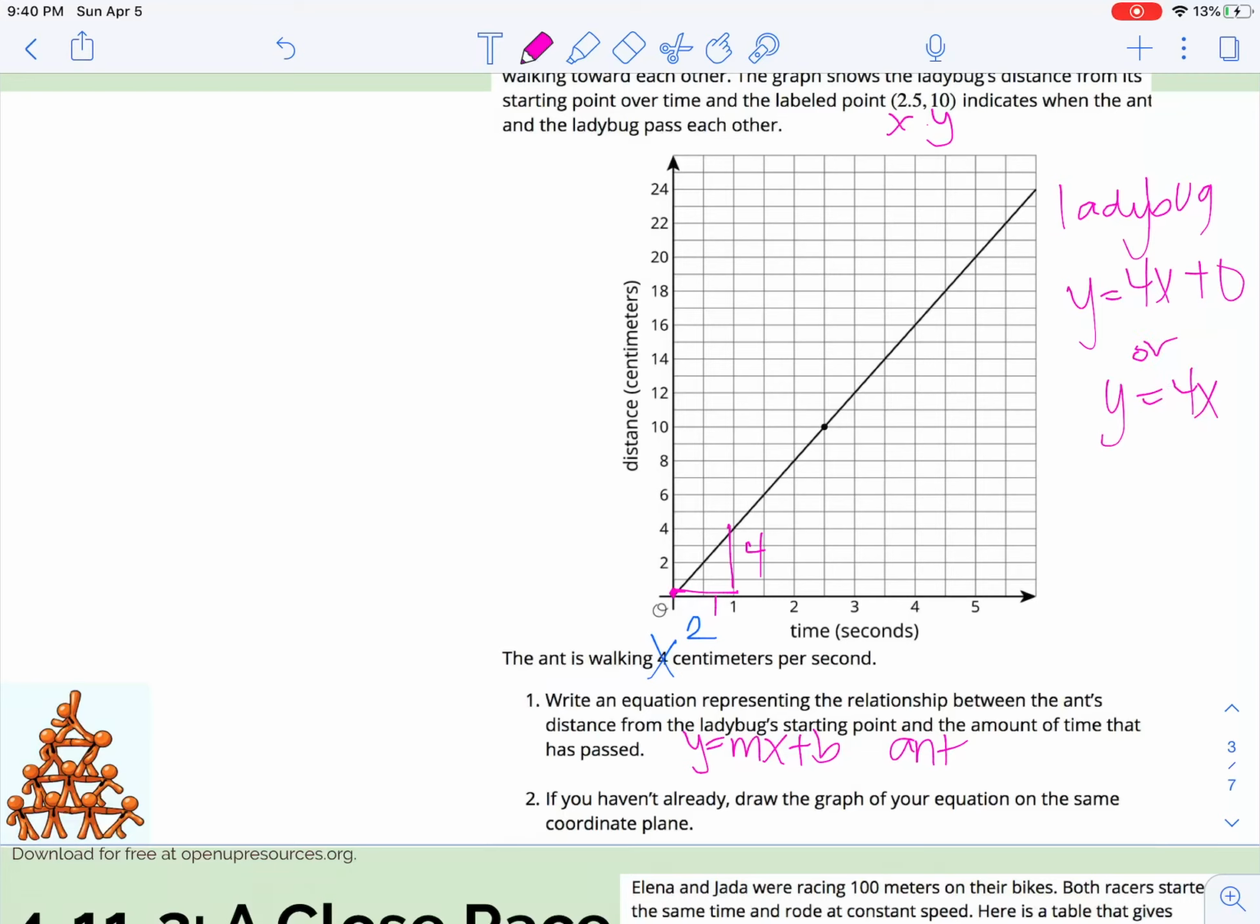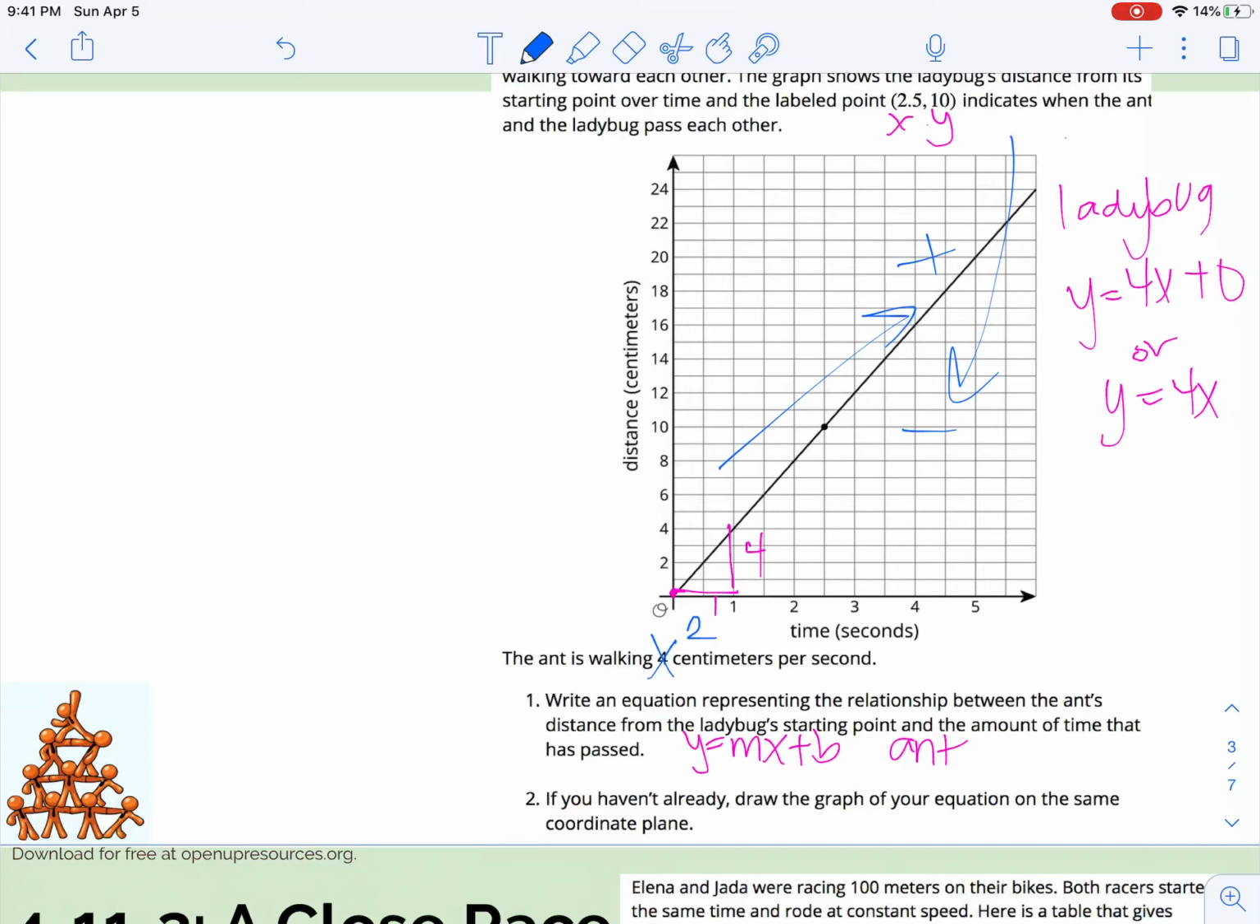You don't have to do that, but that's just to show you what the equation is of the line that they've already drawn. But they want the line of the ant, so we're going to have to use the information they give us in order to make the equation. So if they're walking toward each other and the ladybug is going up this way towards the positive, that means that the ant is going somewhere towards the negative. We don't know where, but we know it's going to be going the opposite direction. So the ant slope must be negative, and then this was a typo.